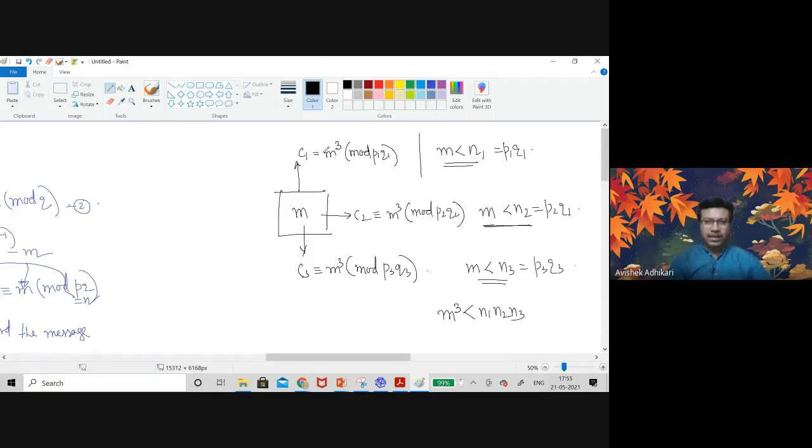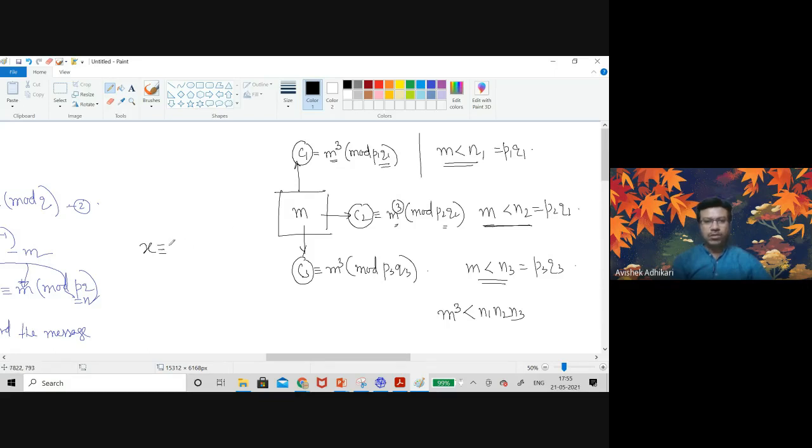So the attacker has these values, and the attacker knows that it came from some m to the power cube, because 3 is my public value, and these values are all public. So you can now write it. You want to find some common solution. The common solution is m, right?